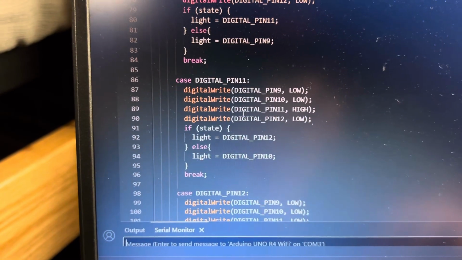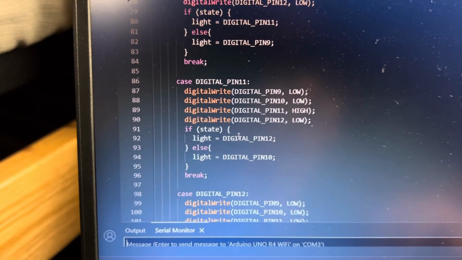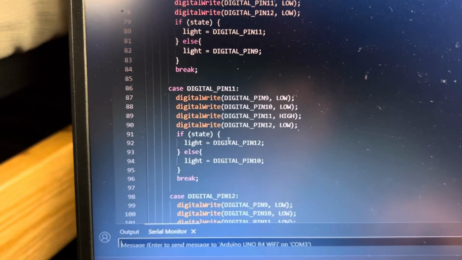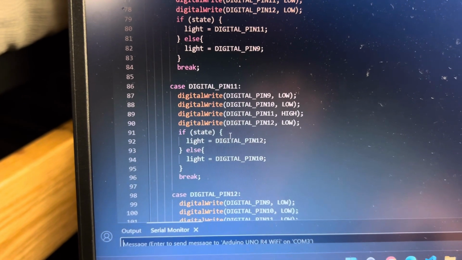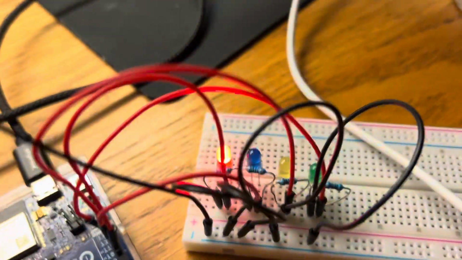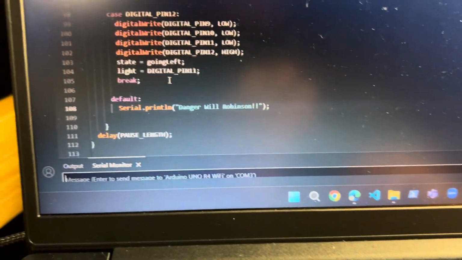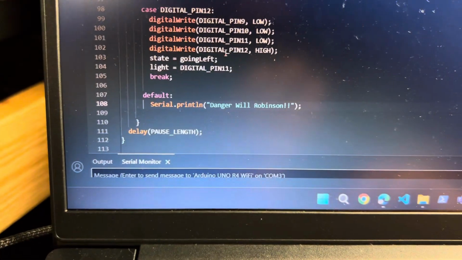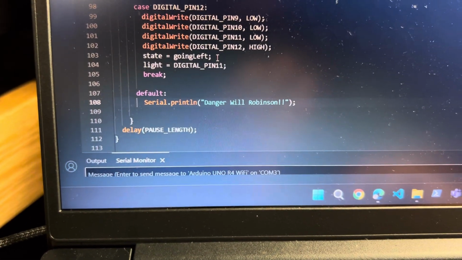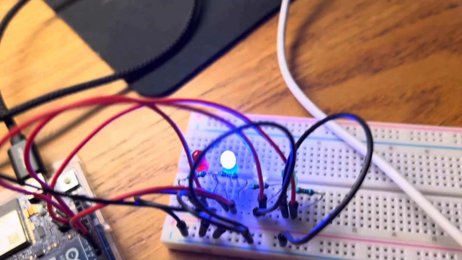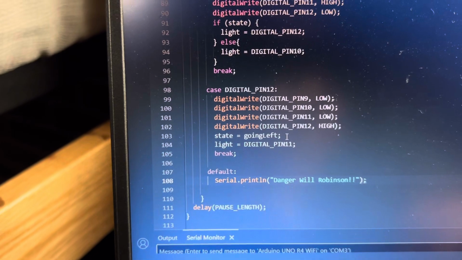And then pin 11, same thing, could be going left or right. So if the state is right, then we are setting it to green. Otherwise, we are setting it back to 10, which is blue. And then over to pin 12, the state's always going to be going left because, as you can see, it's the rightmost one. And then the light will be changed to 11.